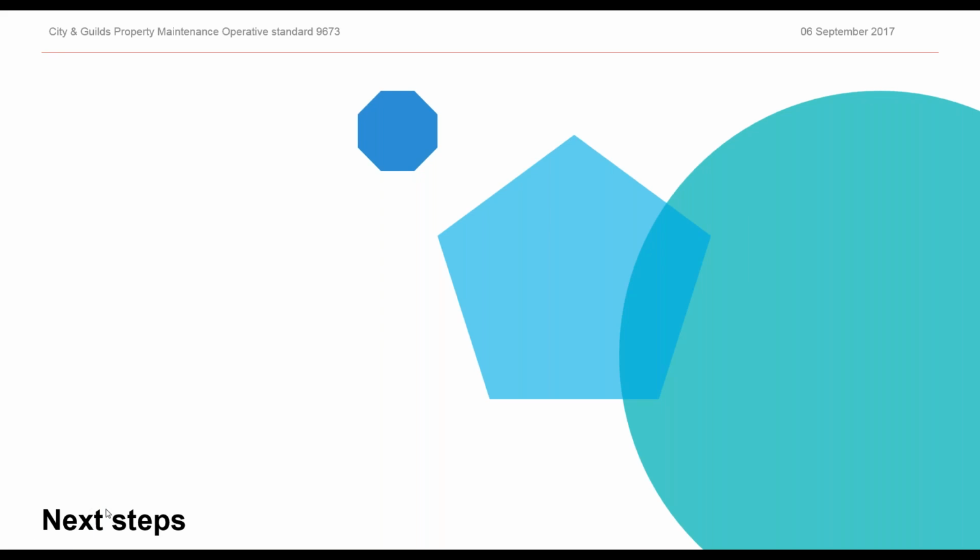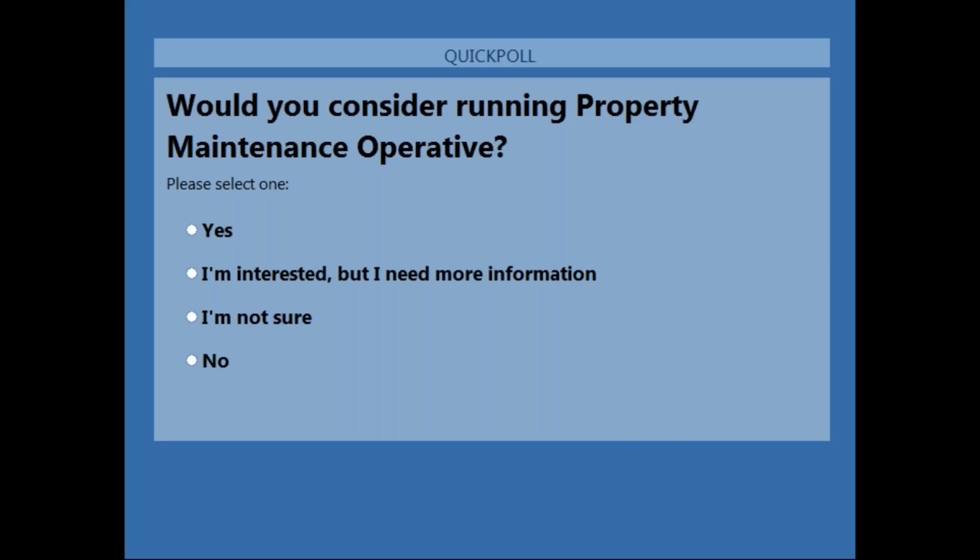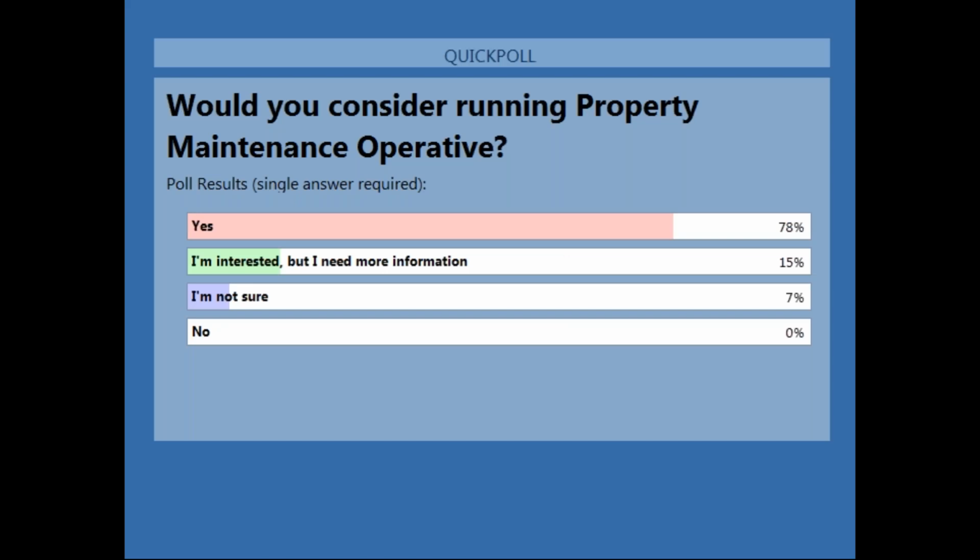Okay, and we have one final poll question for you. You'll see it flash up on your screen shortly. And this question is, would you consider running Property Maintenance Operative? Okay, I'm just going to put the results up on your screen, and we can see that a resounding 78% of you said yes, you would consider it. It's brilliant news.